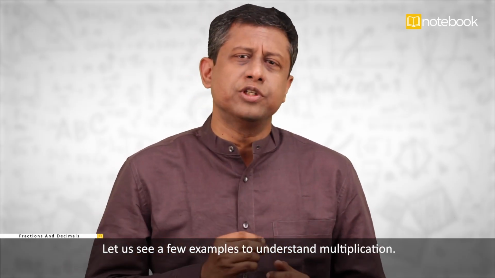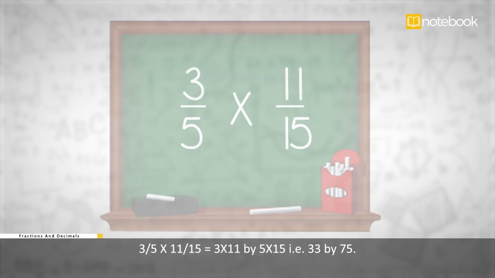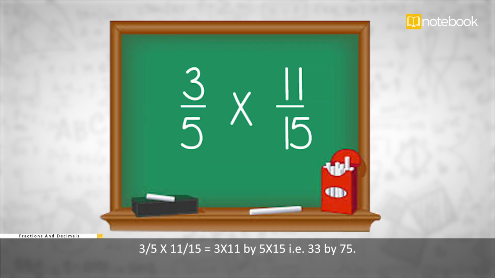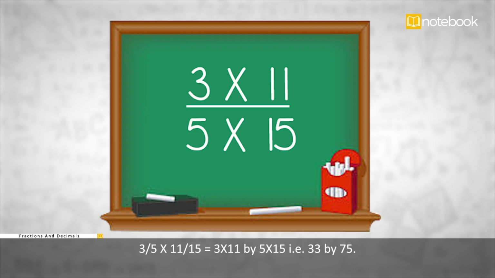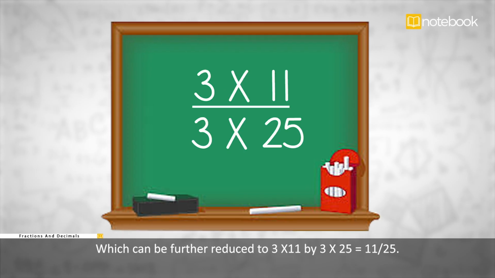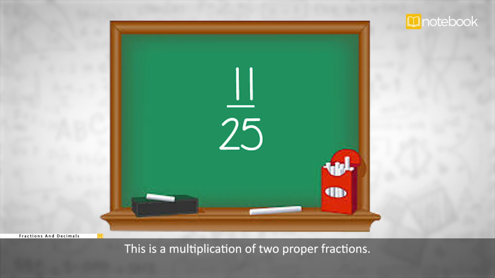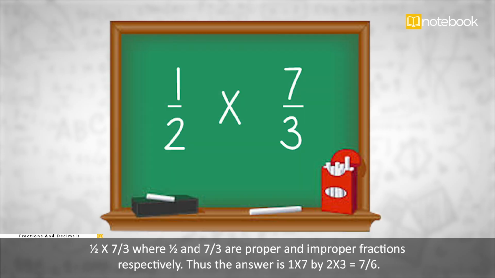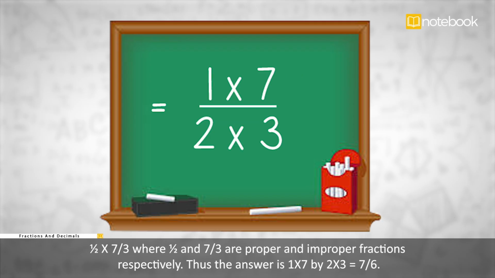Let us see a few examples to understand multiplication. 3 upon 5 into 11 upon 15 is equal to 3 into 11 divided by 5 into 15, that is 33 by 75, which can be further reduced to 3 into 11 by 3 into 25, which works out to 11 divided by 25. This is a multiplication of 2 proper fractions. Consider half into 7 by 3, where half and 7 by 3 are proper and improper fractions respectively. Thus the answer is 1 into 7 divided by 2 into 3, which is equal to 7 by 6.